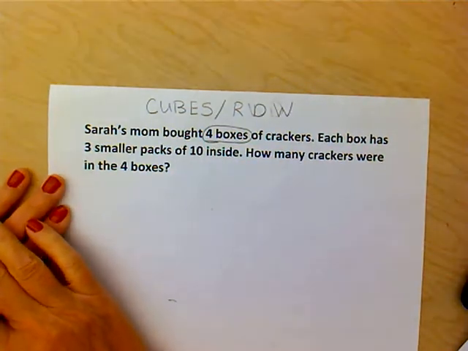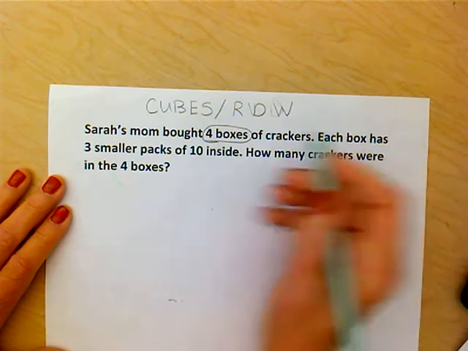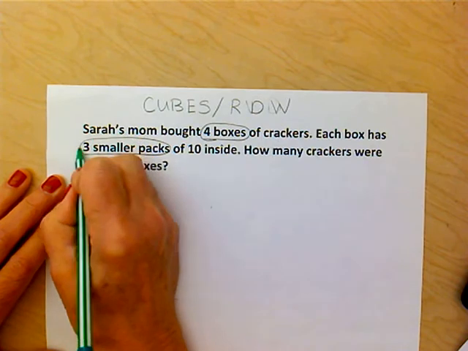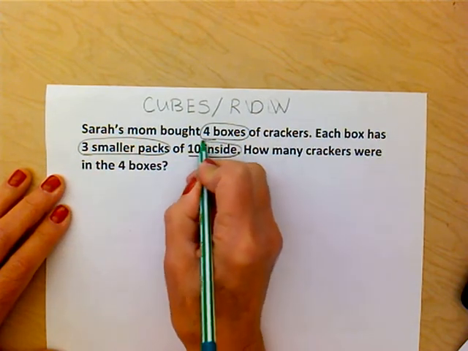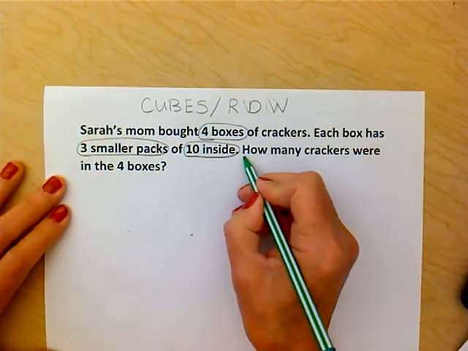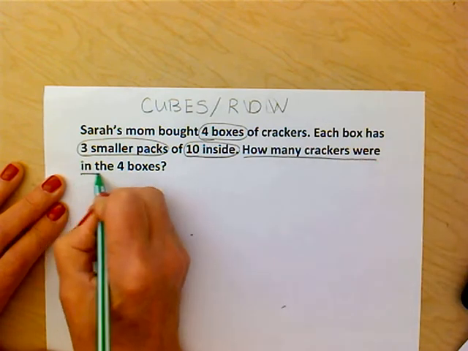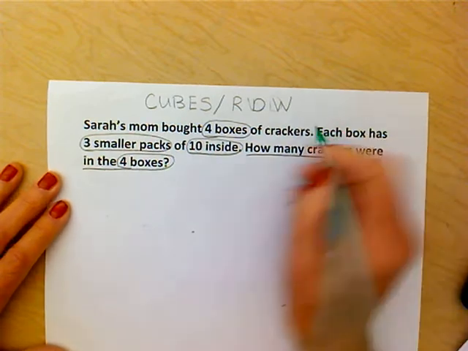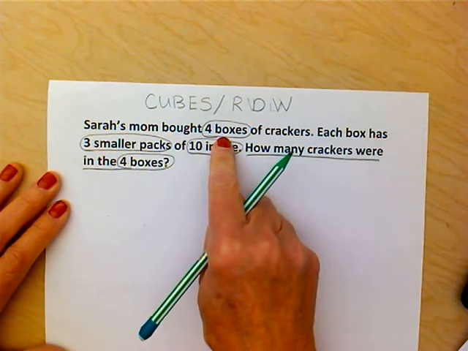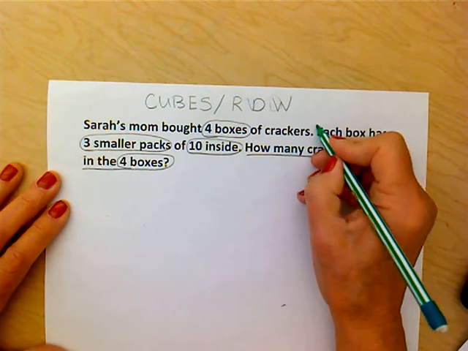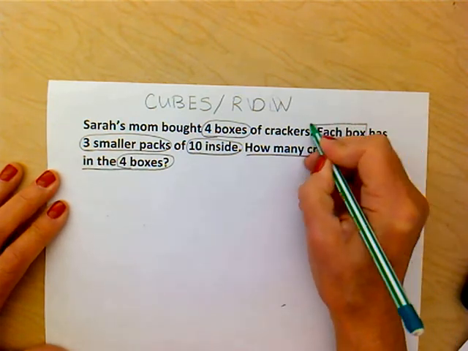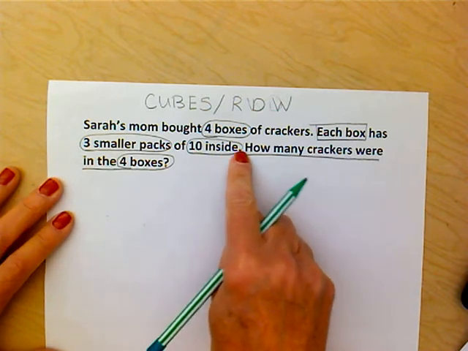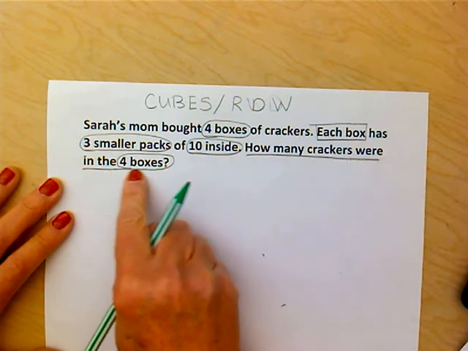Okay, that's an important number. Each box has 3 smaller packs of 10 inside. Okay, how many crackers were in the 4 boxes? All right, so I'm thinking about my keywords. Sarah's mom bought 4 boxes of crackers. Each box, that's an important keyword, each box has 3 smaller packs of 10 inside. How many crackers were inside the 4 boxes?